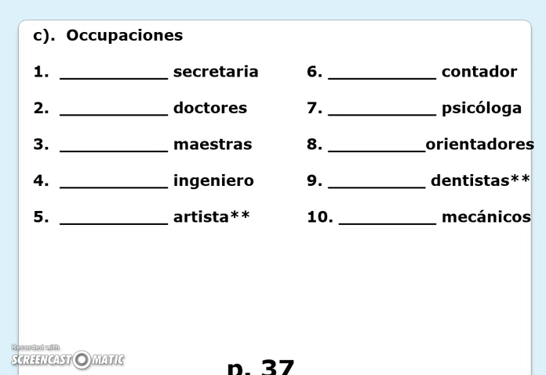Continuing with ocupaciones or occupations. Notice number 9 and 10 don't have an asterisk but have a double asterisk, and that's because any word that ends in ista is always masculine and feminine. So try to figure out the answers with el, la, los, or las. Pause the video and then resume later.